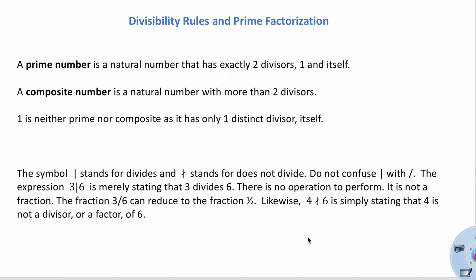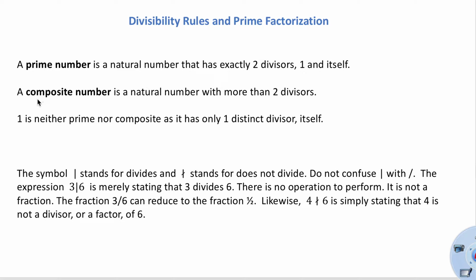Okay, everybody, let's talk about divisibility rules and prime factorizations. So first, let's get some terminology. A prime number is a natural number that has exactly two divisors, one and itself. Natural numbers are 1, 2, 3, 4, 5, and so on. So a prime number has exactly two divisors, one and itself, like 2, like 3, 5.